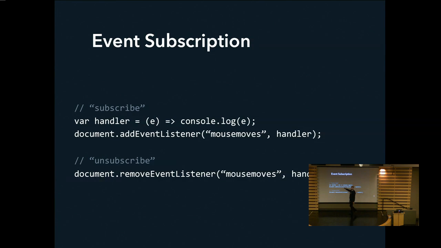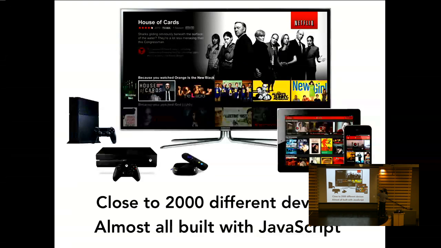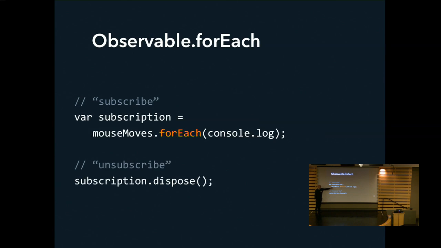Event subscriptions, or what I call the legacy way of dealing with events, the way I used to think about events. We add an event listener, and then we remove an event listener when we're not interested in getting any more data from the producer. Well, observables allow you to do the exact same thing. I can for each over, and I get back this subscription object. And if I'm not interested in getting any more messages from the producer, I just dispose of that subscription object.